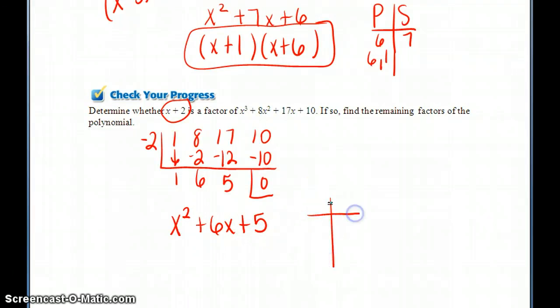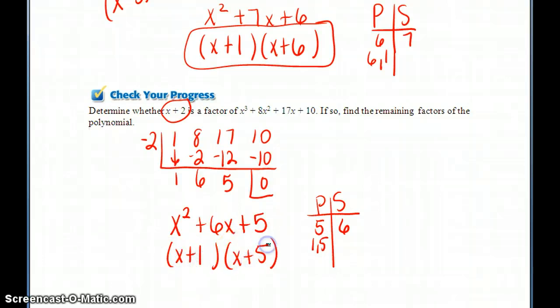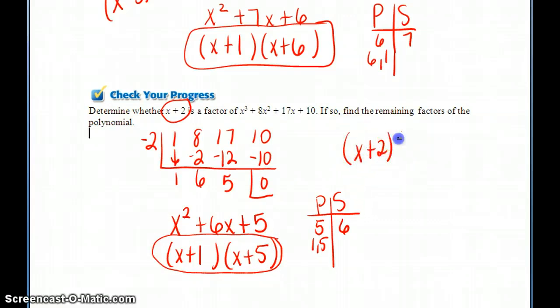Now that it's a quadratic, I can use product sum to find the remaining factors. And so I'm going to use the product of 5 and the sum of 6. And I will put in parentheses those two factors. Two numbers that multiply to give me 5 would just be 1 and 5. That's all there is. And 1 plus 5 will give me 6. So that works. So I'm going to have x plus 1 and x plus 5. So those are my remaining factors. So if I wanted to say what this polynomial factors into, it would be x plus 2, x plus 1, and x plus 5.